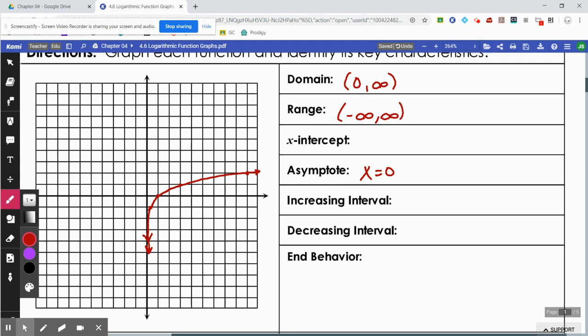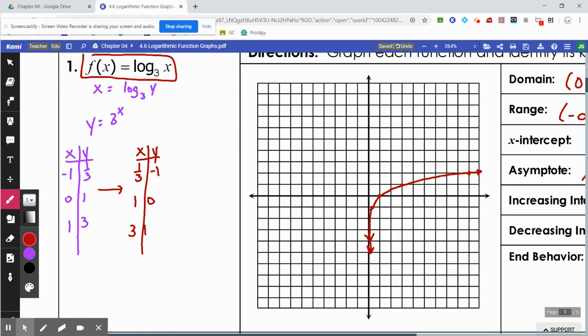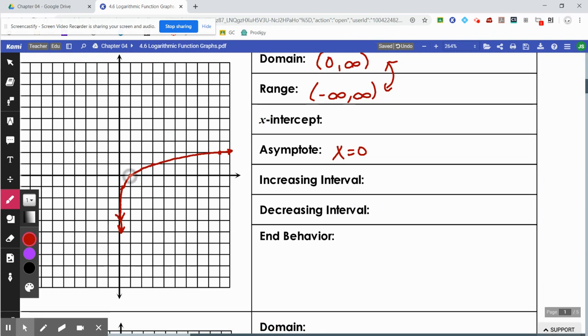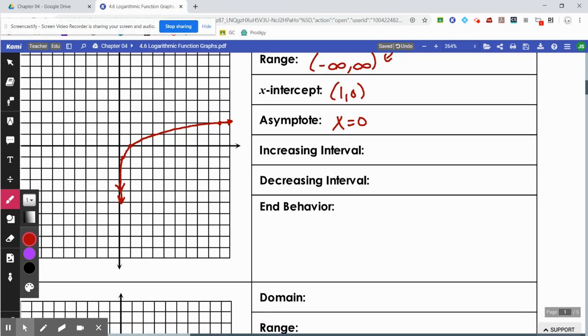Why? Because think about its inverse. Here was its inverse. What was the domain when we did y equals 3 to the x? The domain was negative to positive infinity. The range was 0 to infinity. Notice that they are flip-flop now. The x-intercept here is right here at 1, 0, which again is the flip-flop of our exponential graph, which had a y-intercept at 0, 1. Our increasing interval, moving from left to right, our function is always increasing.